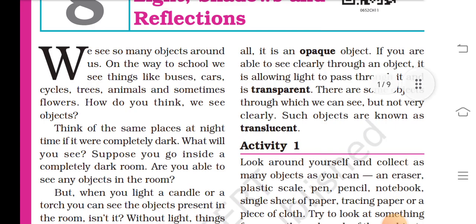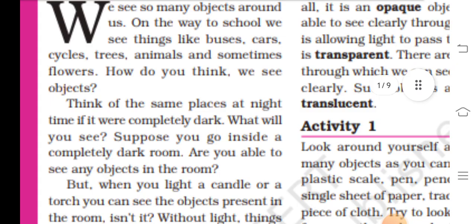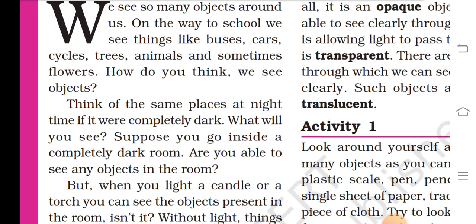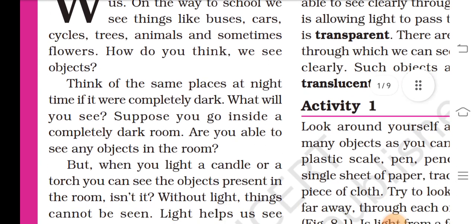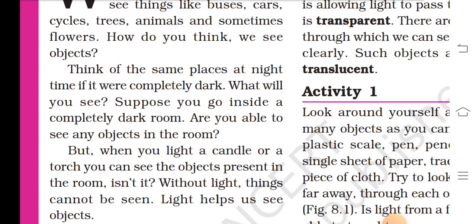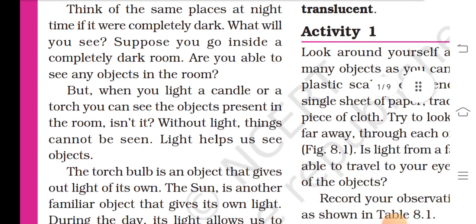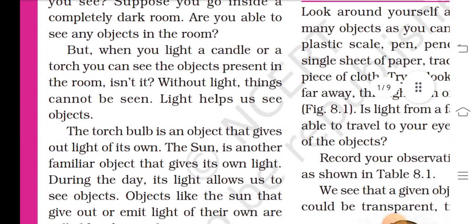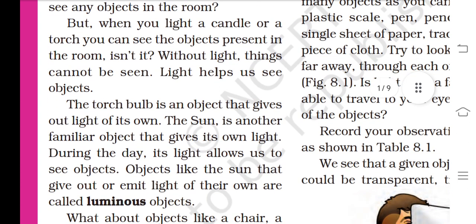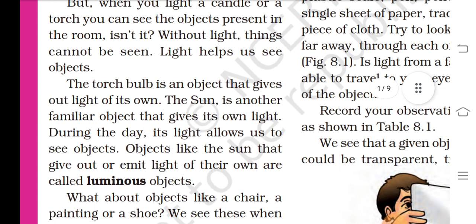Think of the same place at night. There, if it were completely dark, what would you see? Suppose you go inside a completely dark room. Are you able to see any object in the room? But when you light a candle or torch, you can see the objects present in the room. Isn't it? Without light, things cannot be seen. Light helps us see objects.